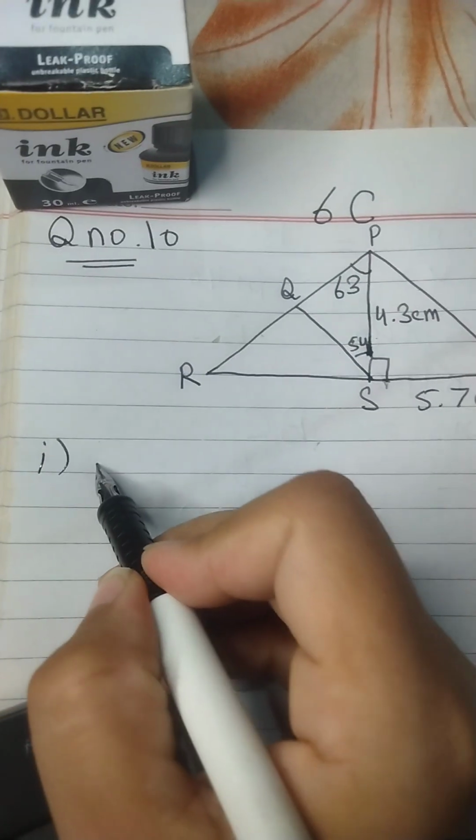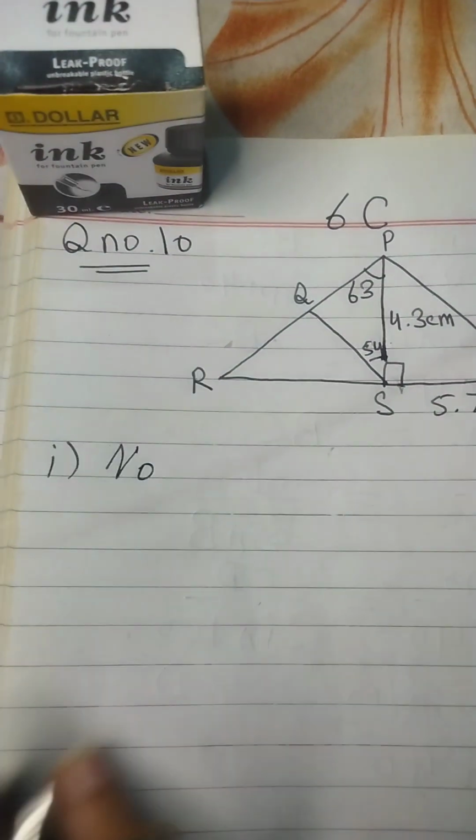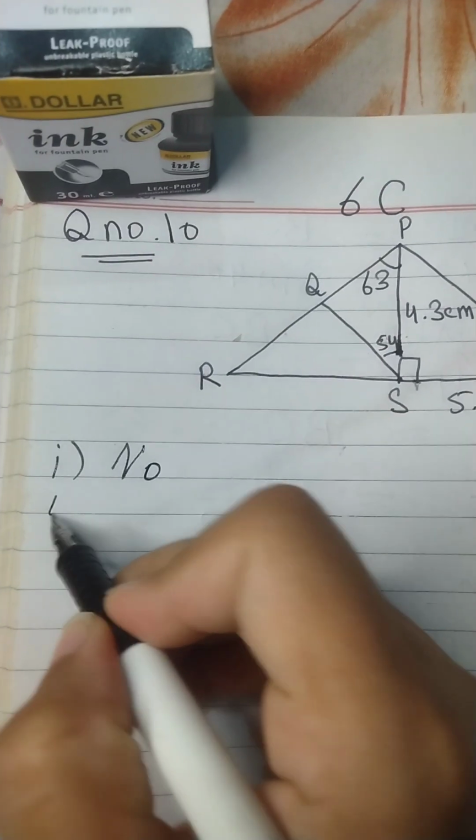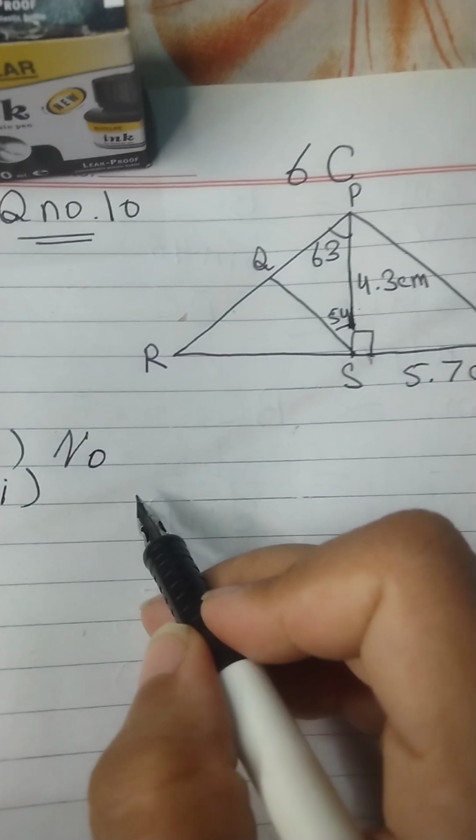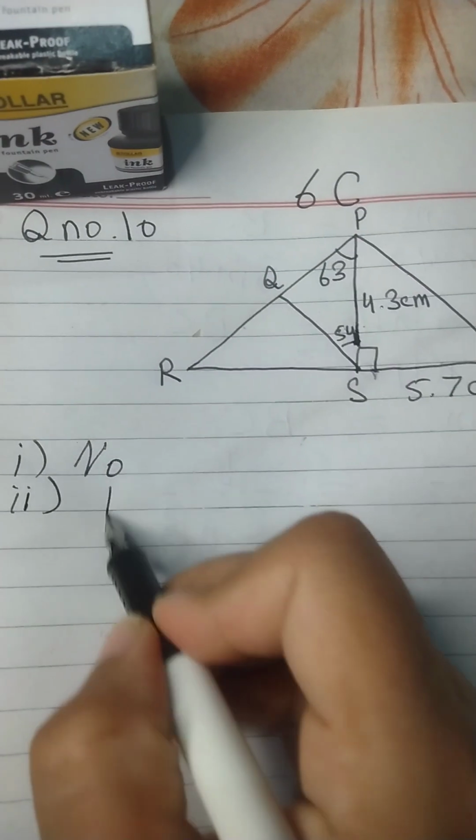This is not parallel. The first question is not solvable. Number second, find the length of PR.